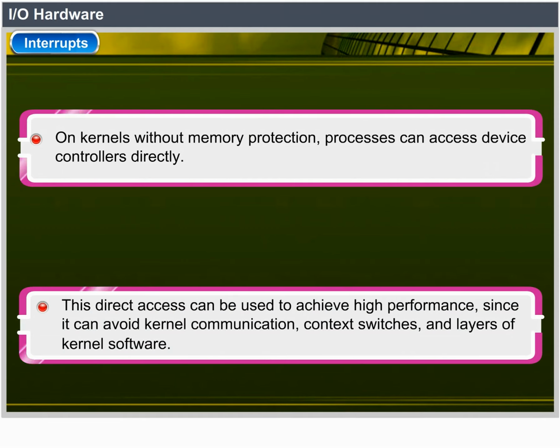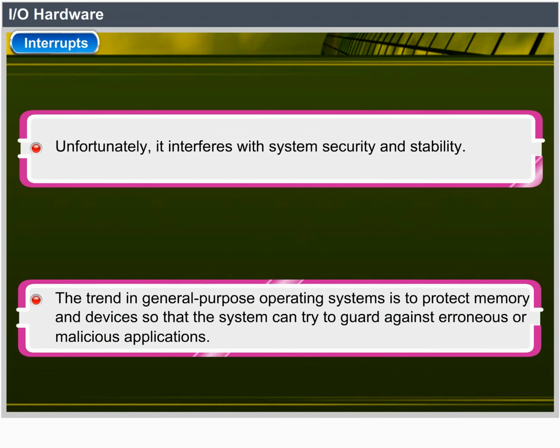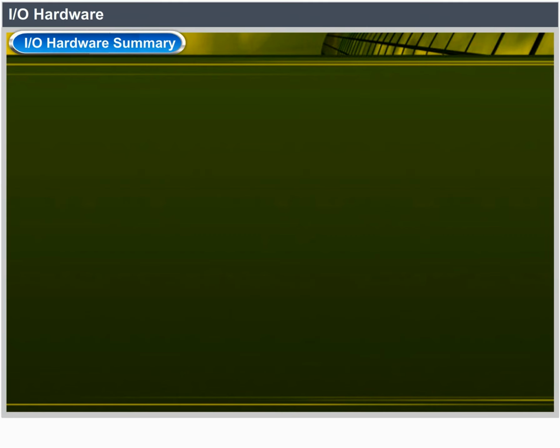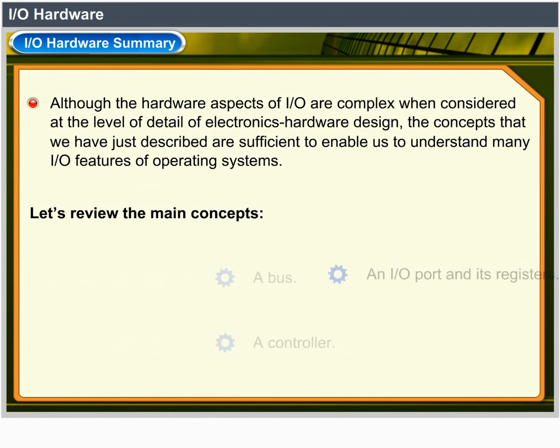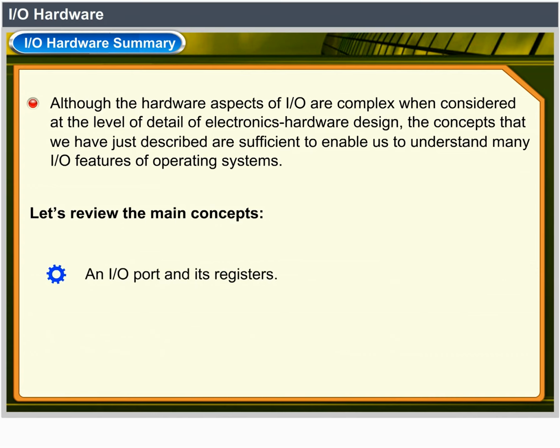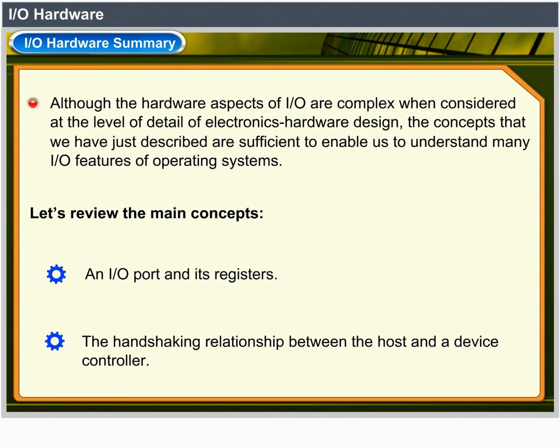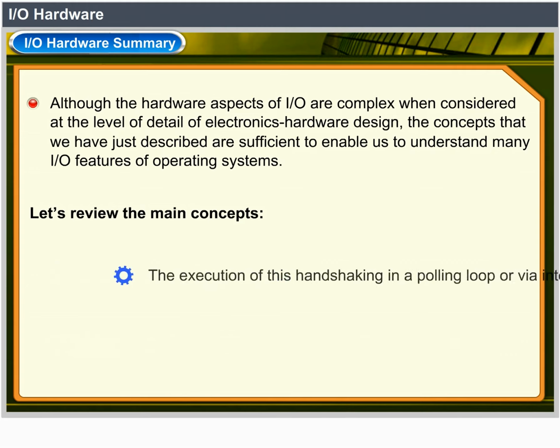Input-output hardware summary. Although the hardware aspects of input-output are complex when considered at the level of detail of electronics hardware design, the concepts that we have just described are sufficient to enable us to understand many input-output features of operating systems. Let's review the main concepts: a bus, a controller, an input-output port and its registers, the handshaking relationship between the host and a device controller, the execution of this handshaking in a polling loop or via interrupts, and the offloading of this work to a DMA controller for large transfers.